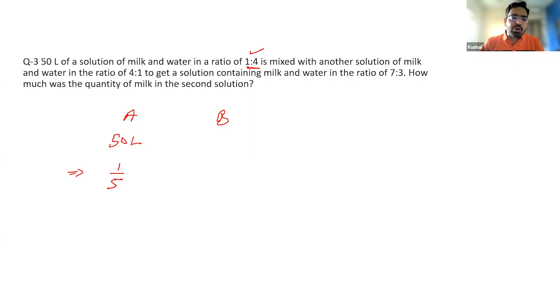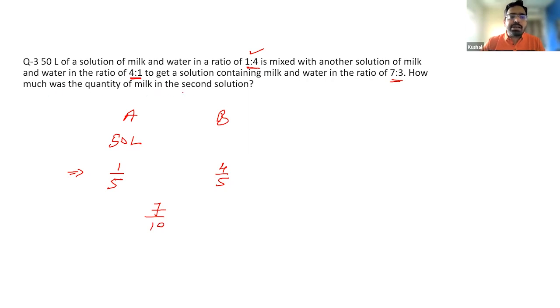With another milk and water solution, which is 4:1. Now remember, I've used the strength of milk over here, so I will have to use the strength of milk over here, which is 4/5. To get a solution containing milk and water in the ratio of 7:3. After mixing these two, we are getting a solution in the ratio 7:3. That means what is the strength of milk? Once again, I'll not be using ratio, I'll be using strength. So this will be 7/10.